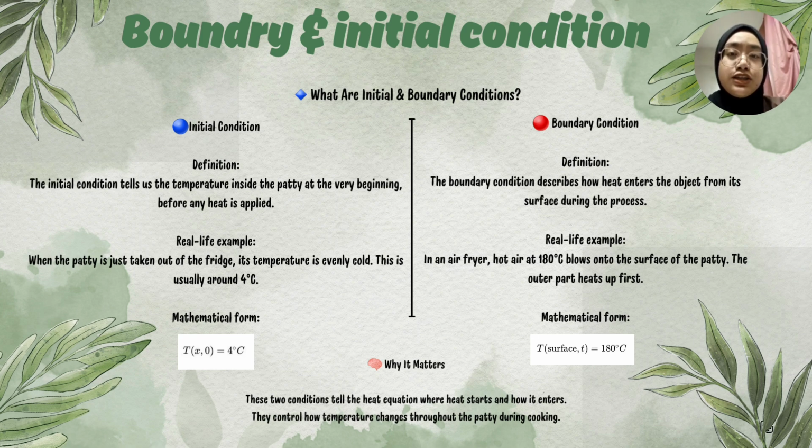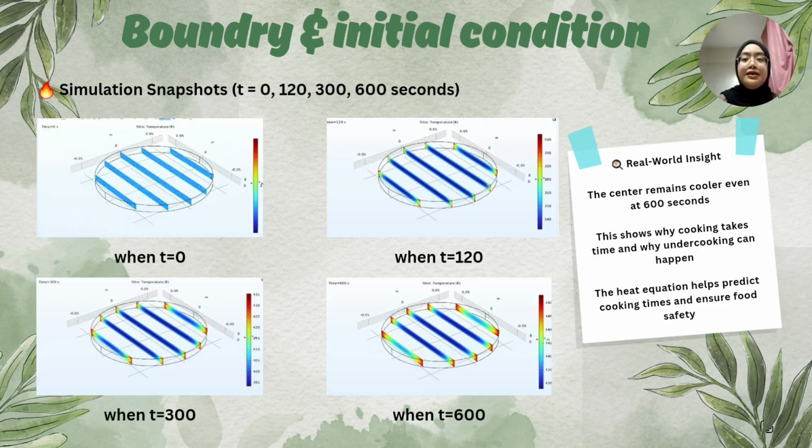These two conditions are crucial because they define how the heat equation starts and behaves. Without them, we cannot solve the PDE properly. Now let's look at the simulation result that shows how temperature changes inside the patty over time. At t equal to 0, the whole patty is blue, meaning it's still cold just like when we first take it out from the fridge. This reflects the initial condition.